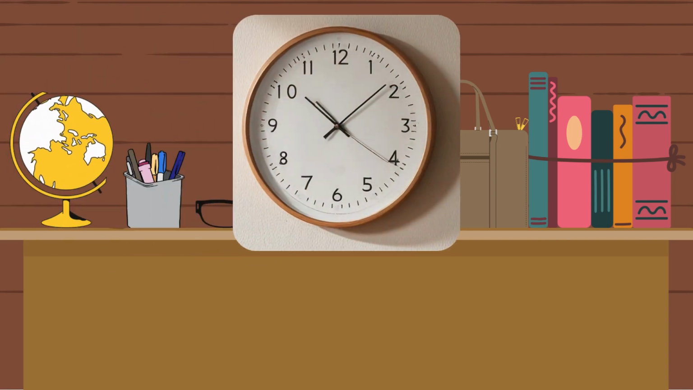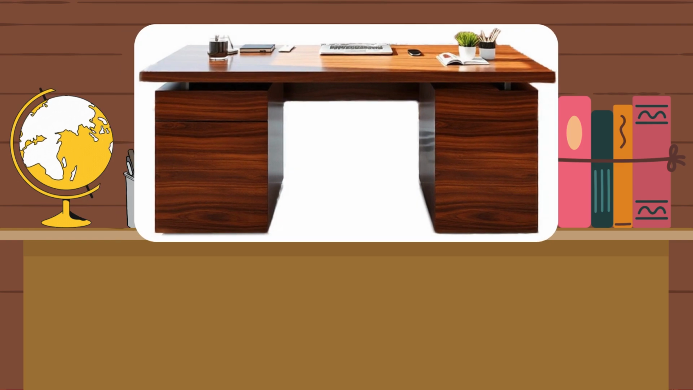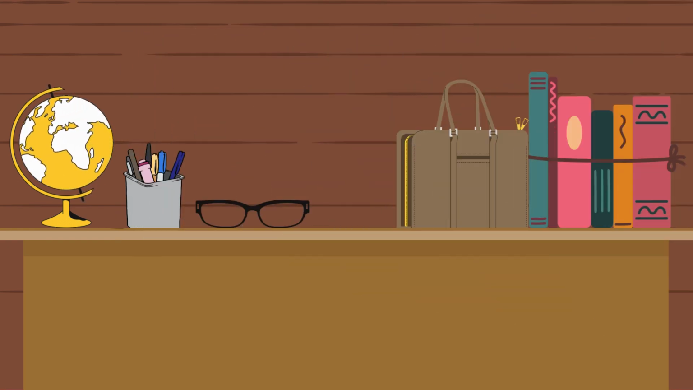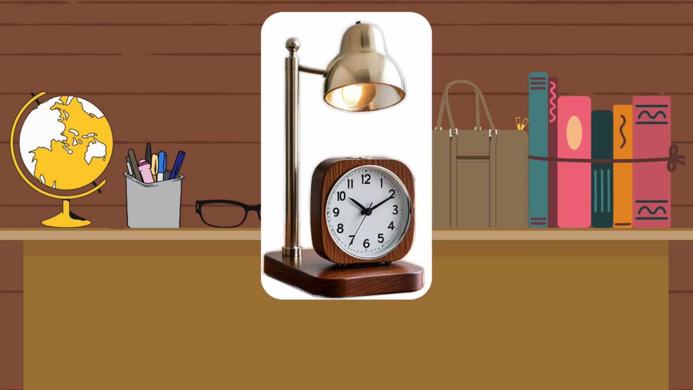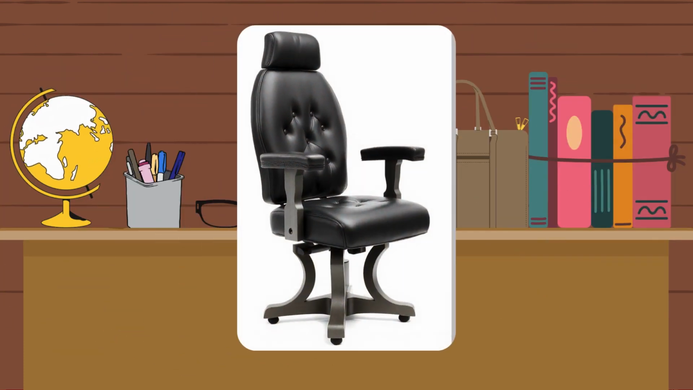What is this? This is a wall clock. What is this? This is a desk. What is this? This is a desk clock. What is this? This is a chair.